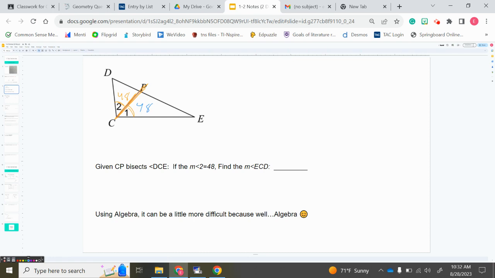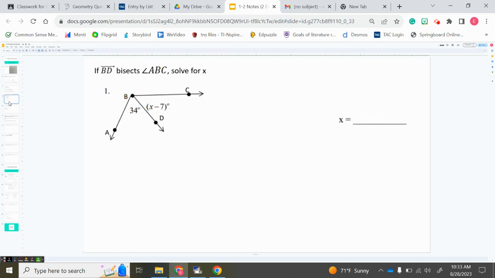So this needs to be 48, which means if I want to find the measure of ECD, it's going to be 48 plus 48, which gives us what? Okay. 96 degrees. Very good. So this is the basics. Now the next example, we're going to use some algebra. It can be a little more difficult, but not bad. So don't freak out about it. It's stuff you've done before, just we're adding shapes to it.